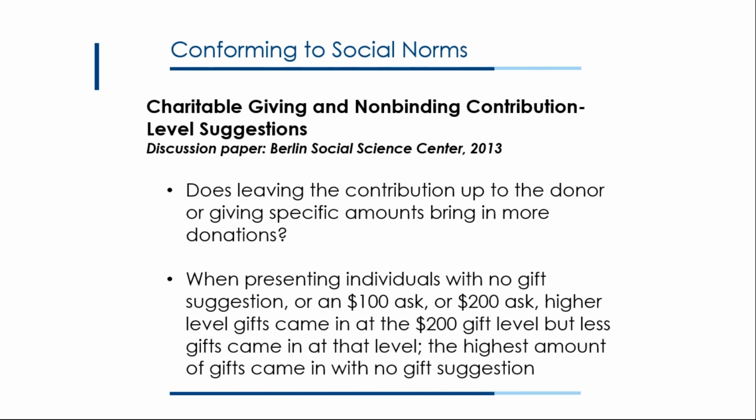The authors of Charitable Giving and Non-Binding Contribution Level Suggestions tested to see which is more effective to cultivating and bringing in donors. They found that when presenting individuals with no gift suggestion, a $100 ask, or $200 ask, higher level gifts came in at the $200 level. However, in their studies, not everyone gave $200. It was like $175, $180. But there was less participation at the $200 ask than any other level where there was no gift suggestion. There was a significantly higher participation with lower levels of donations.